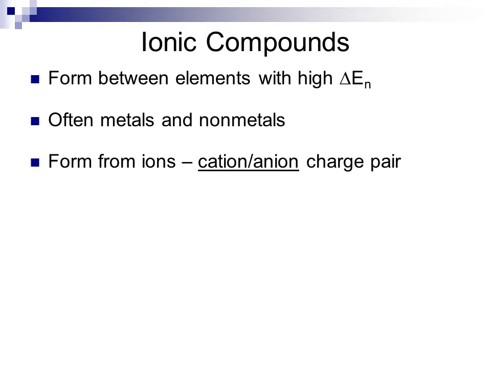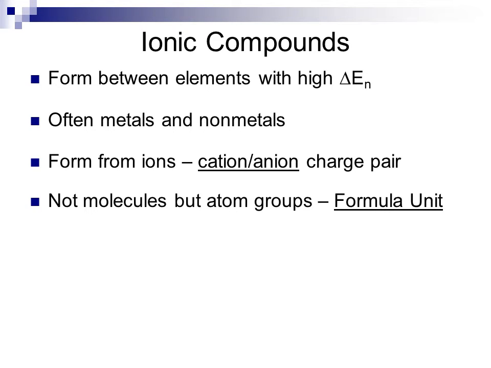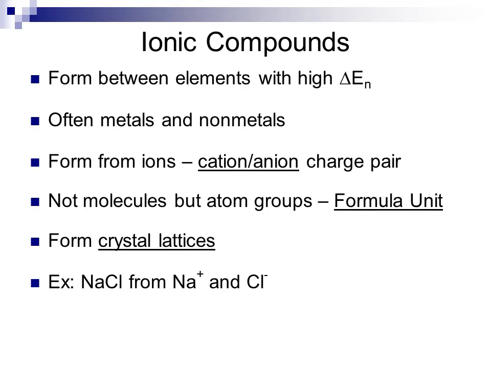Ionic compounds form ions. There are cations and anions which form a charged pair, and cations are positive ions, anions are negative ions. The ionic compound itself does not form molecules, but groups of atoms that we call formula units. These formula units come together to form a crystal lattice, which is a large repeating arrangement of these formula units in a crystal formation.